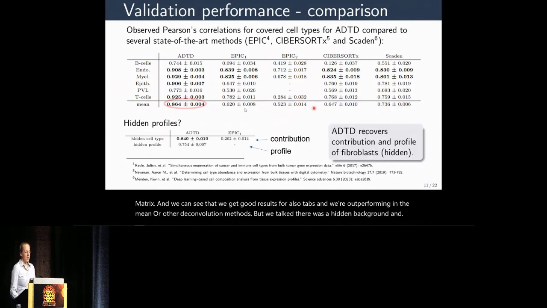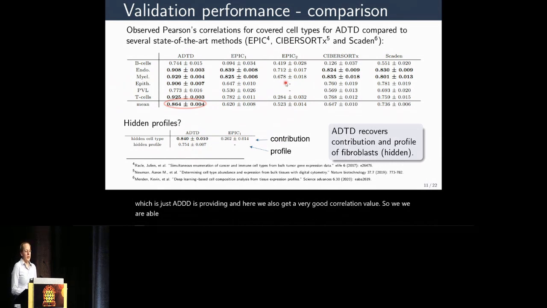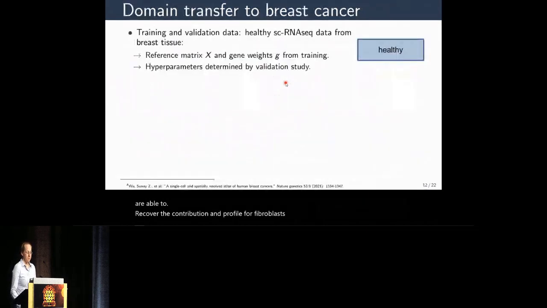But we talked about a hidden background, so what about the hidden profiles? Here we see the correlation for the contribution of the hidden background for ADTD and EPIC, because these are the only 2 methods which provide this. And we see that we're outperforming EPIC. And also for the hidden background profile, which only ADTD provides, we also get a very good correlation value. So we're able to recover the contribution and profile for fibroblasts, which were the hidden ones.